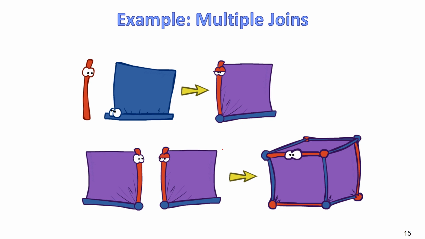Now, can we generalize this to do multiple joins? Of course, we can do them sequentially. So we join these, we get that. We join another one, we get a bigger one. So whenever we join on a variable, we get a bigger table. So keep that in mind. Joining means we get a bigger table.